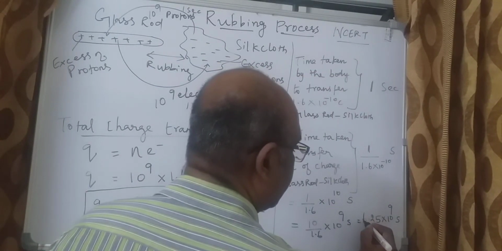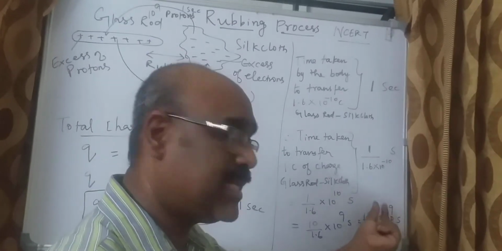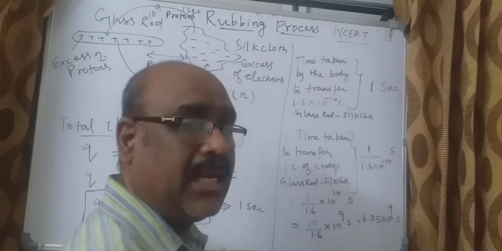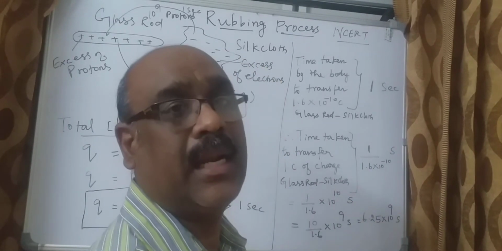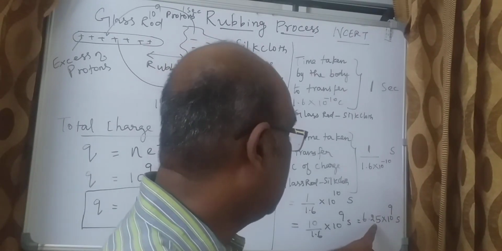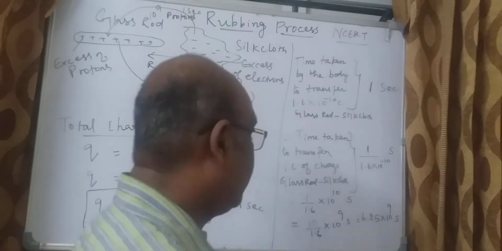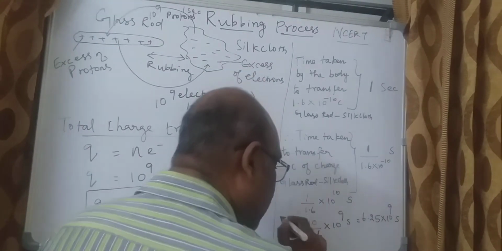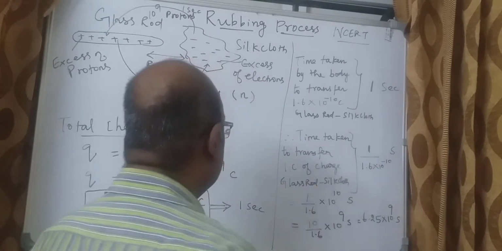So this much of second it is, 6.25 into 10 to the power of 9 seconds, where 10 power 9 is a huge value. 10 into 10 into 10 into 10 into 10 into 10, 9 times we have to put the tens and we have to multiply it with 6.25, which is a big time. Okay, this much second is needed for the transference of just 1 coulomb of charge. So 1 coulomb of charge to transfer from one body to the other body, it takes this much second.